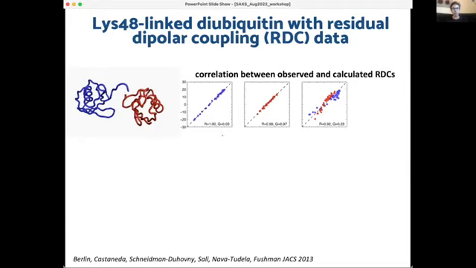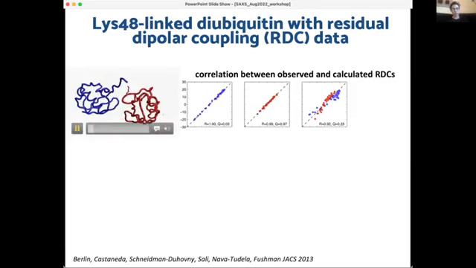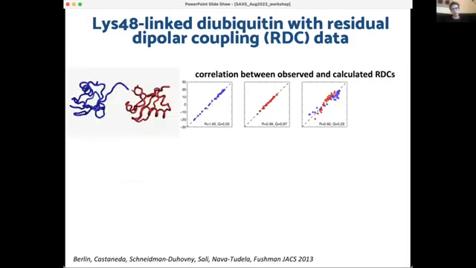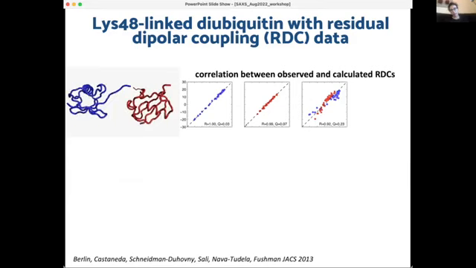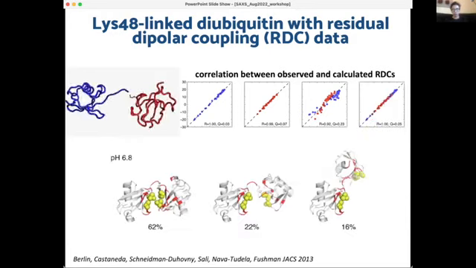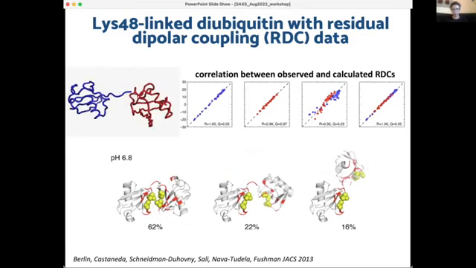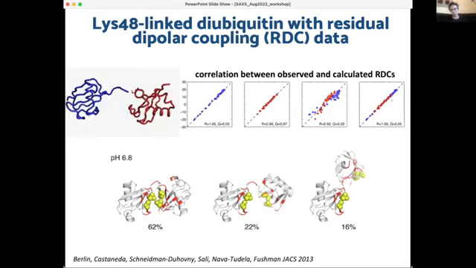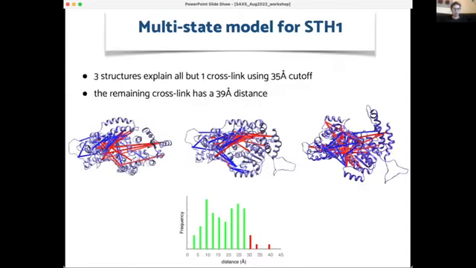This is a similar principle from residual dipolar coupling data. So those are two ubiquitin domains. They're moving with respect to each other. They're covalently connected. And each single domain fits the data perfectly, but together the structure doesn't fit the data well. And again, if we use a multi-state model, here it's a 3-state model of closed, partially open, and completely open, we can get a perfect fit to the data.